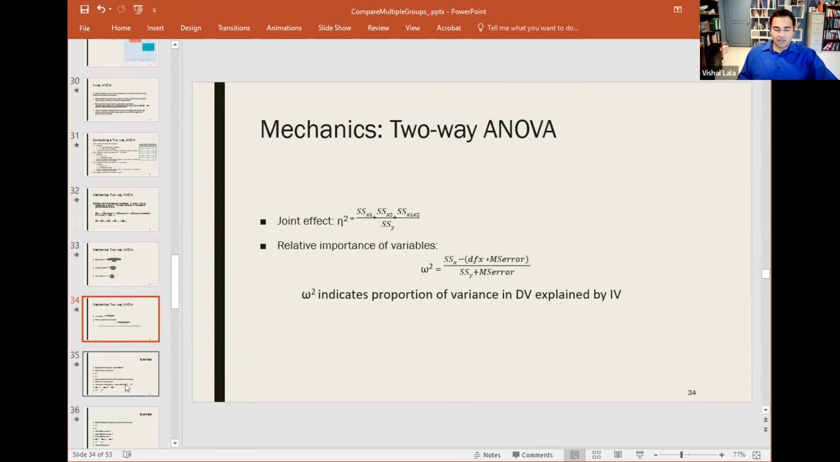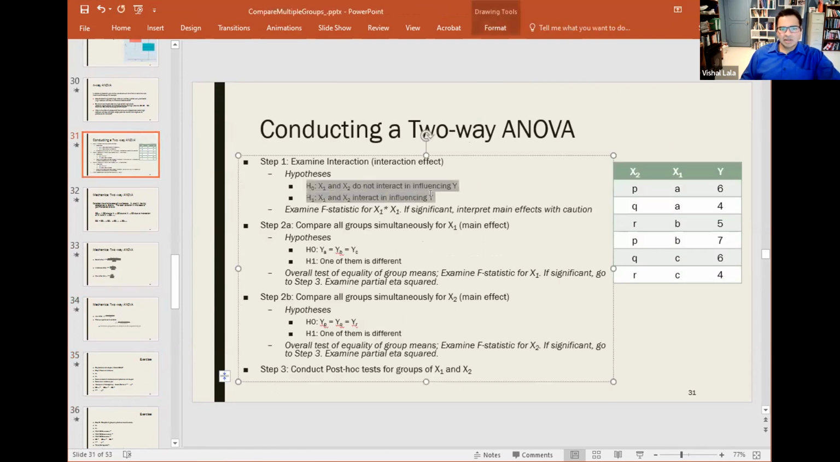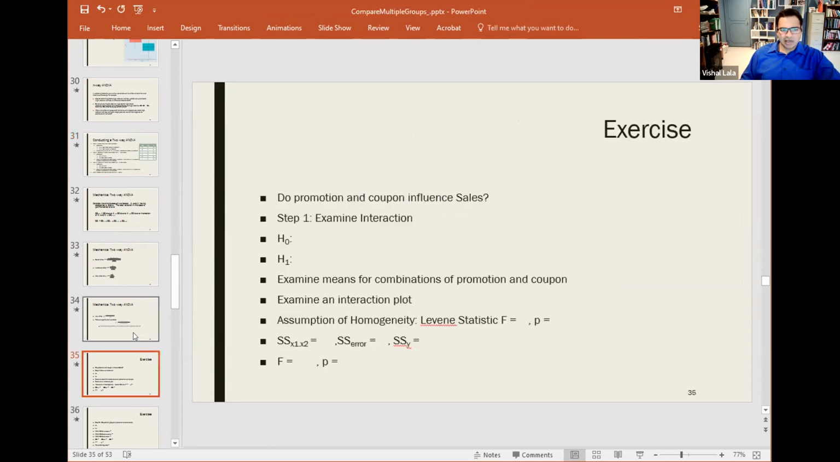So I'm going to blow past the math involved out here and go right to our little problem. Our interest here is to examine the effect of promotion and coupon influencing sales. Let me go and copy paste this snippet into the slide. So I will modify it in a second.